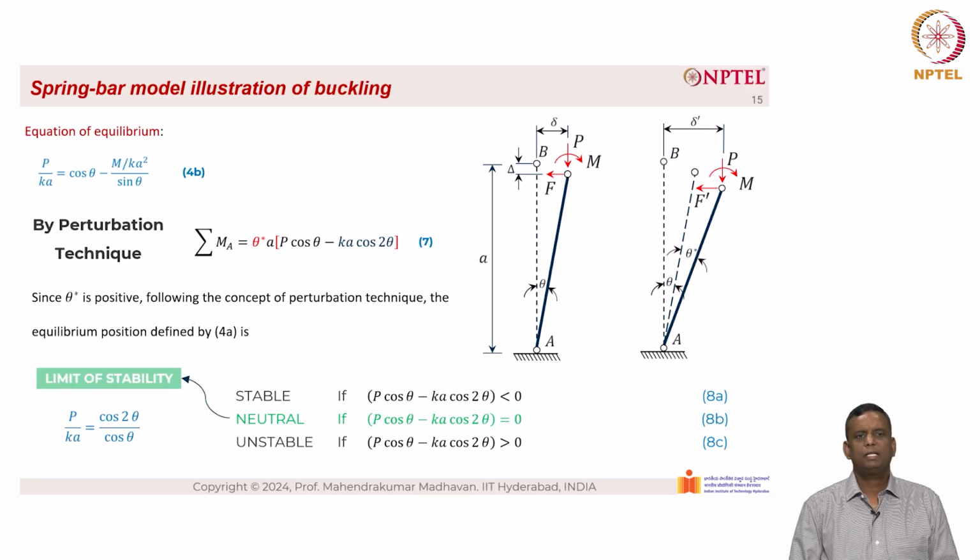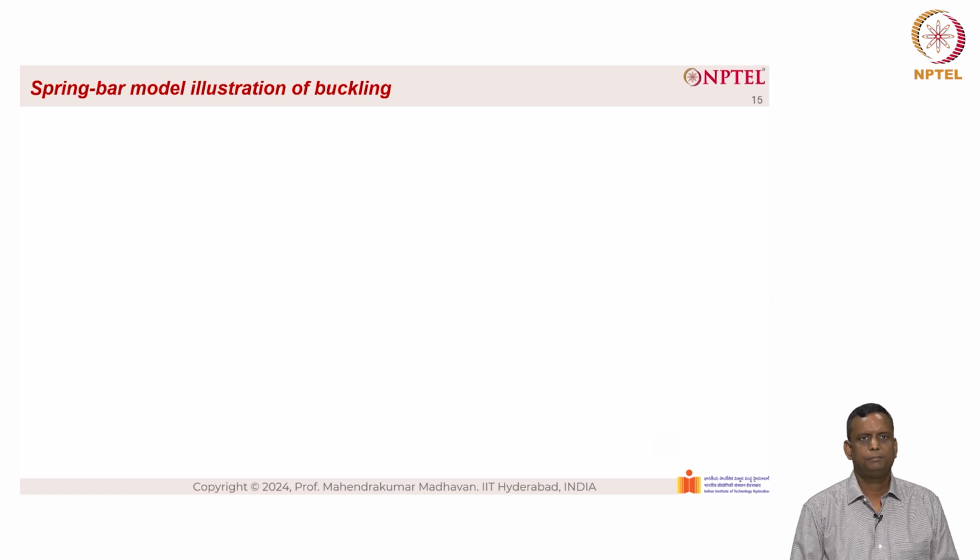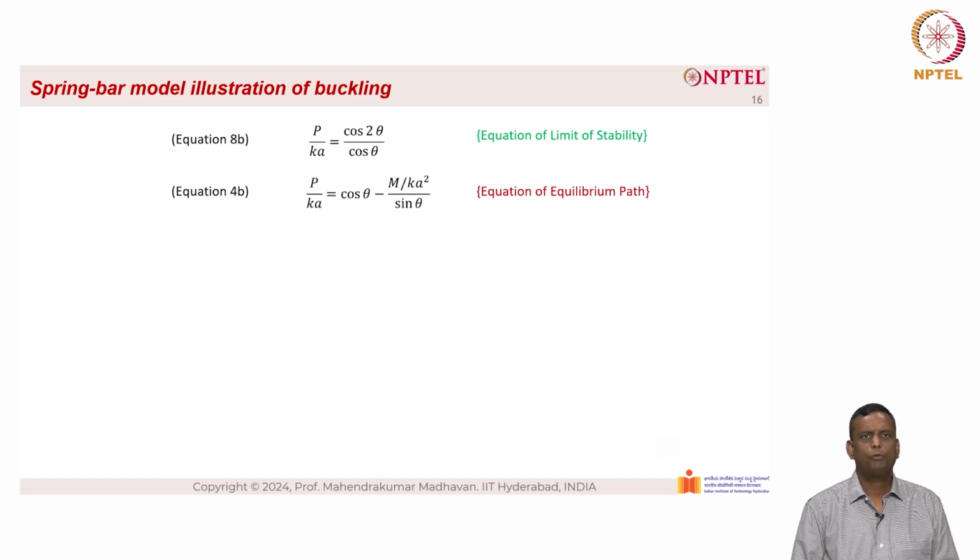So, this defines the limit state of stability for neutral equilibrium. So, we can take this one, equate to 0, p by Ka equal to cos 2 theta divided by cos theta. So, this becomes equation 8b. Equation 4b is p by Ka equal to cos theta minus m by Ka square divided by sin theta. This is the equation of equilibrium path.